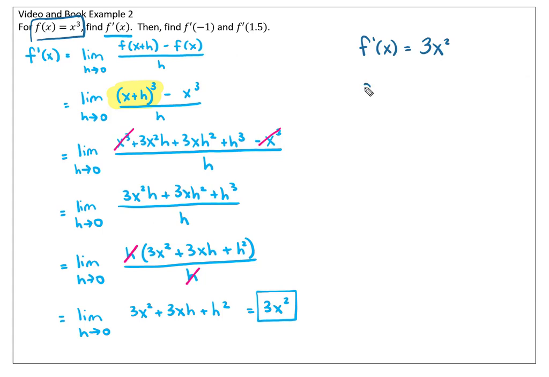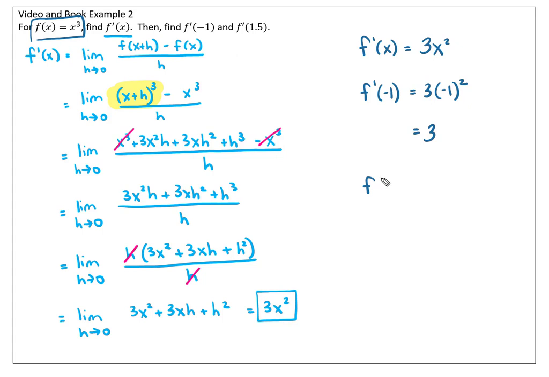F prime of negative 1, I'll just take negative 1 and plug it in, and we end up at 3. This means that the derivative of f at negative 1 is 3. It also means the slope of the function at negative 1 is 3. It means the instantaneous rate of change is 3.